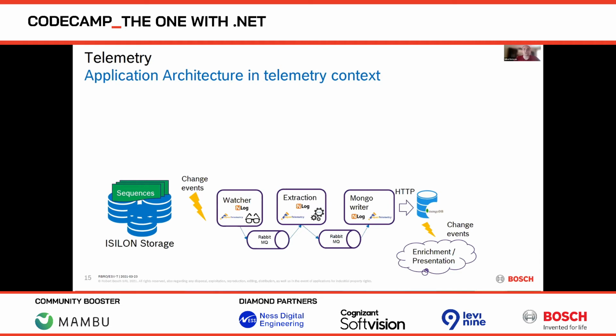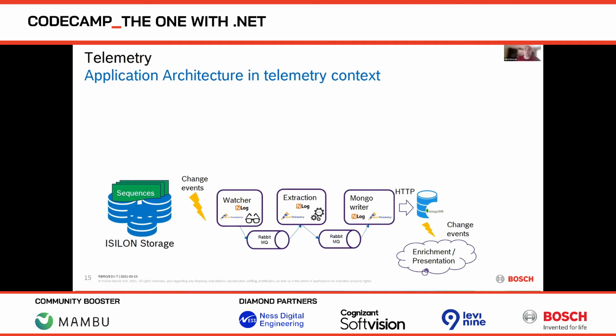We will try to do some extraction operations. Of course, extraction is very abstract because there might be more than one extraction service. This is, like I said, a reduced example here. It will do some extraction, and then also over RabbitMQ will send this to a writer service, which will store this to a MongoDB backend. We will have also, after this, some enrichment, some presentation services, but these are not the focus for this example.